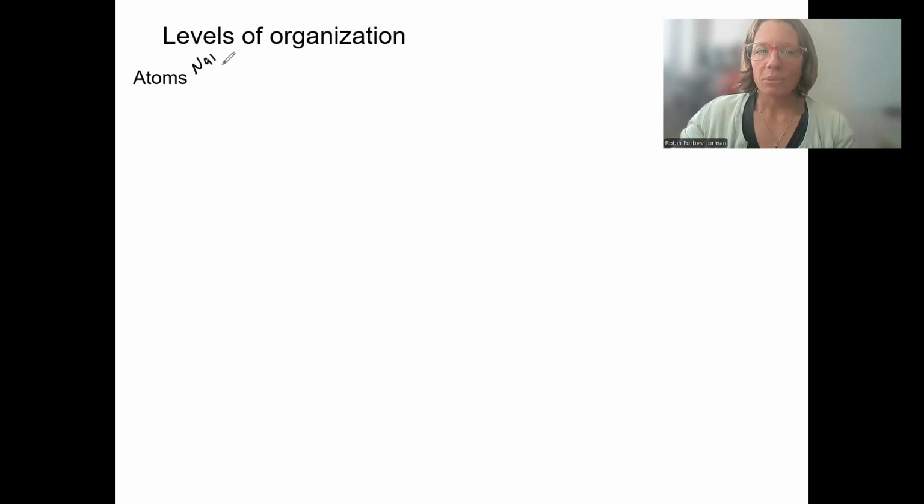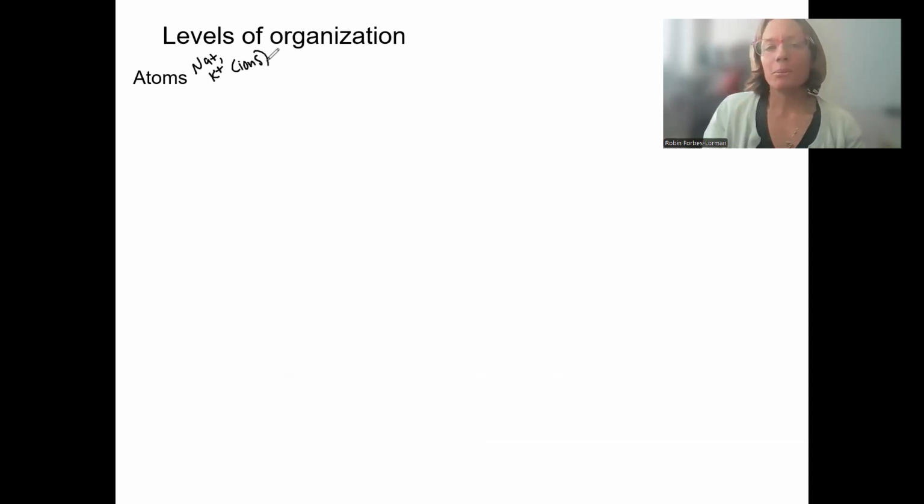Sodium and potassium are two examples of ions that are examples of atoms. Beyond these ions, we're not going to see individual atoms much in this class. Many atoms in our bodies come together to form, what do you think? The next level is molecules.